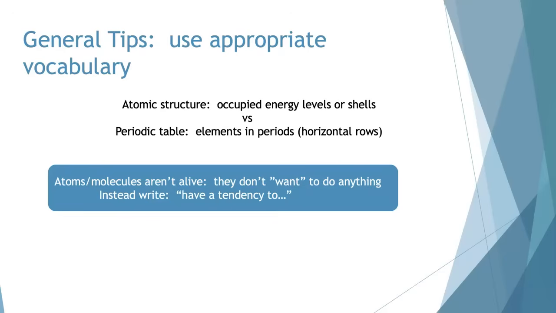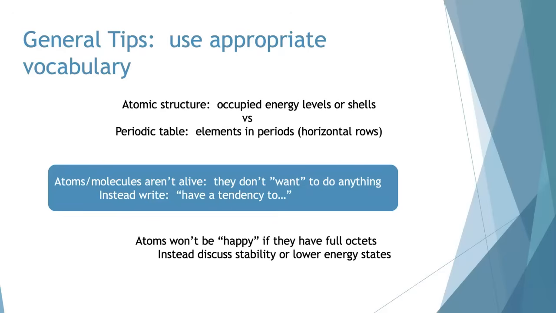Instead, write "has a tendency to," and that'll be fine. We also shouldn't be talking about atoms being happy. That's not good chemistry, right? So we don't want to say that they're happy when they have a full octet, okay? You can talk about stability or lower energy states or whatever's relevant, but please don't give them emotions. That's not going to earn you credit.